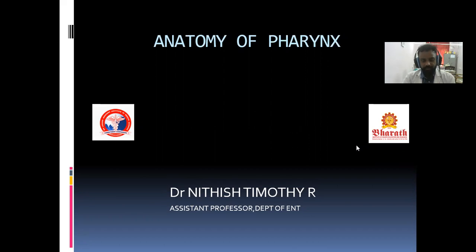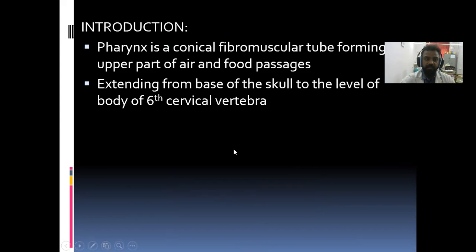Very good morning. Today the topic to be discussed is the anatomy of the pharynx. Coming to the introduction, the pharynx is a conical fibromuscular tube forming the upper part of the air and food passages.